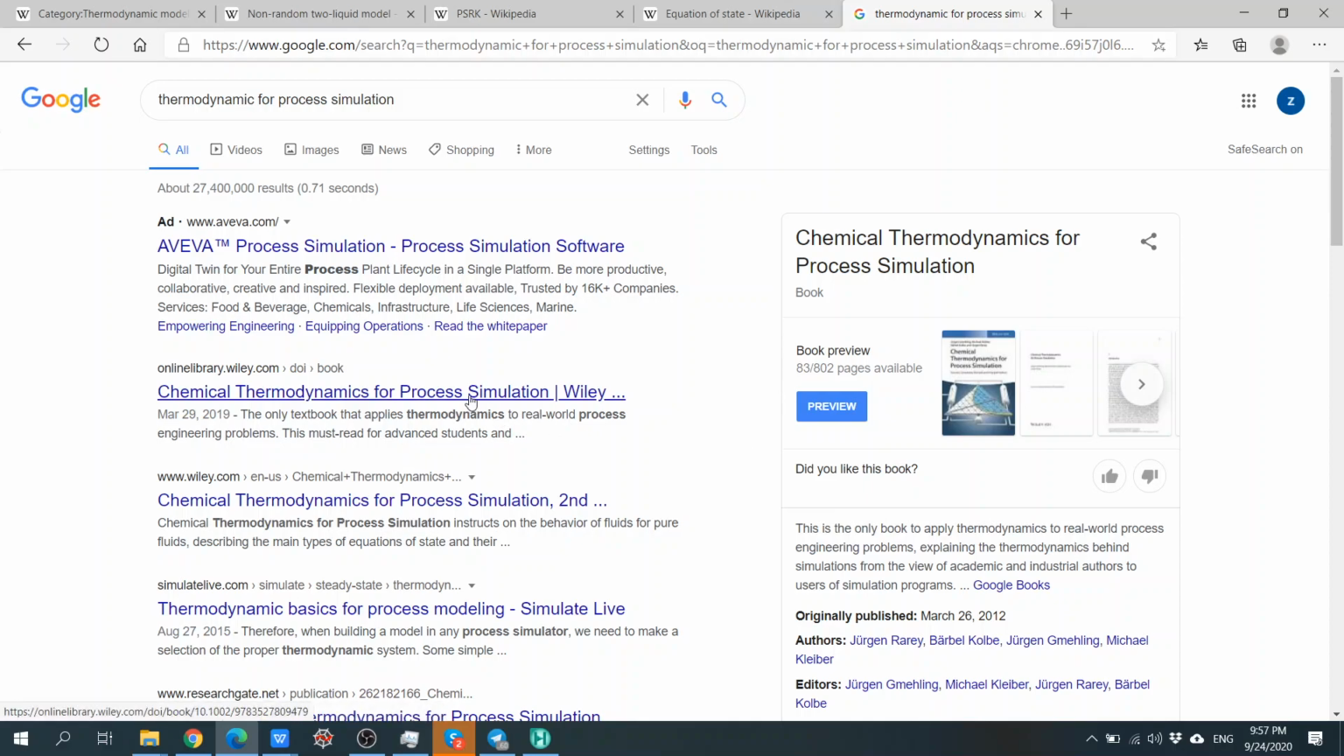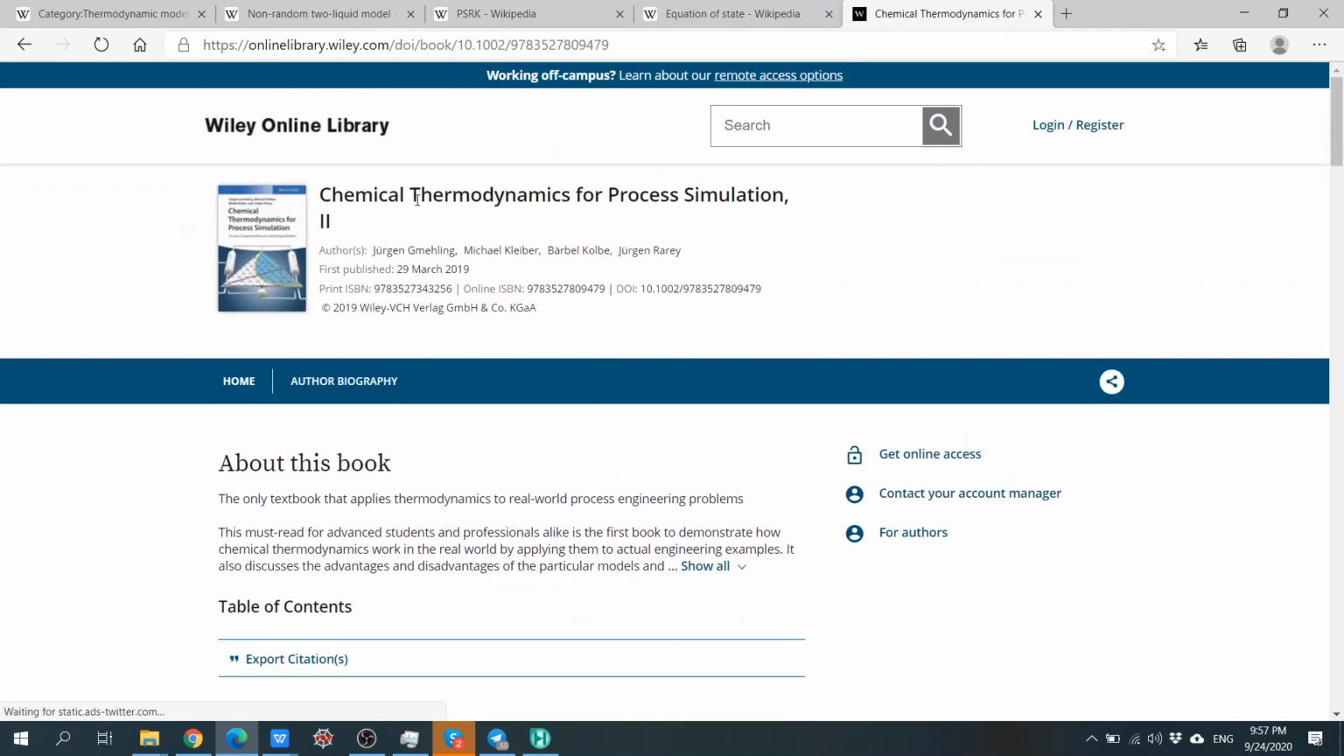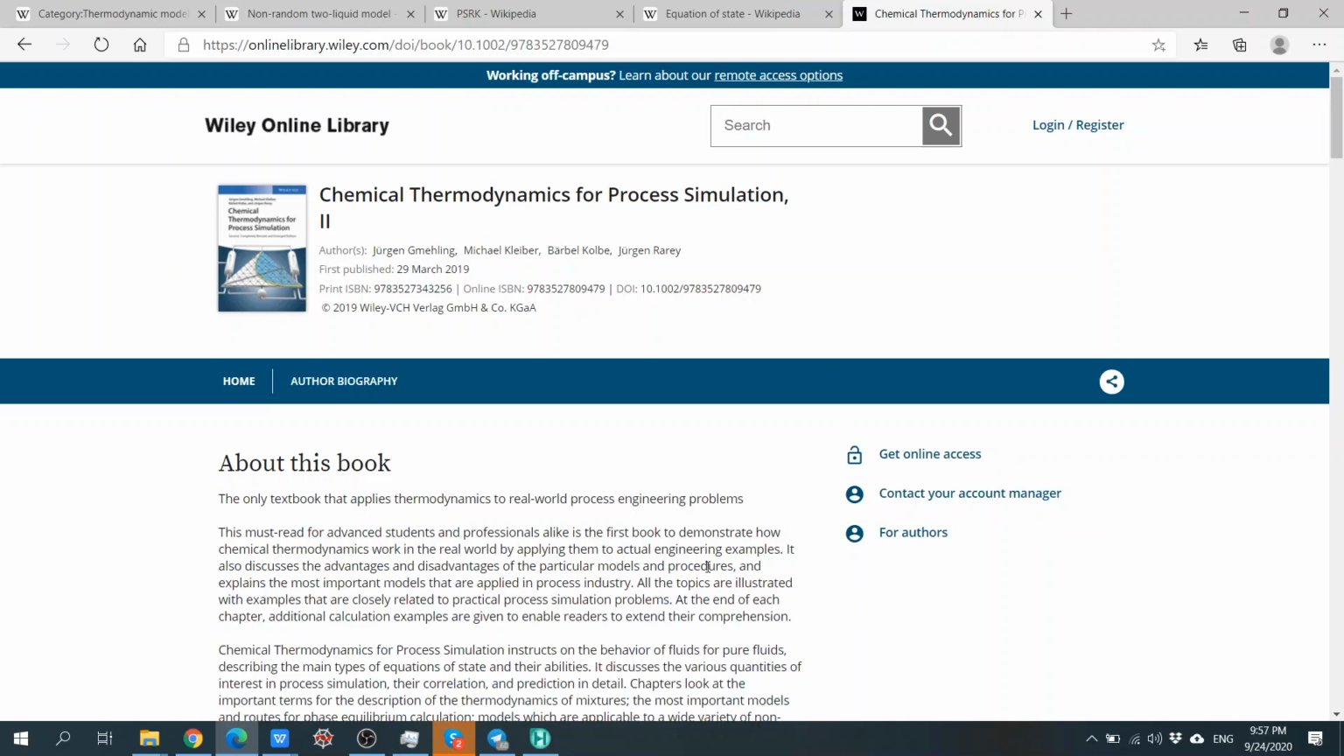This one. So this is a good book for you to read: Chemical Thermodynamics for Process Simulation. In it, they explain everything, and then you can try this, and if there's anything that you don't understand, we can also discuss it in this session.